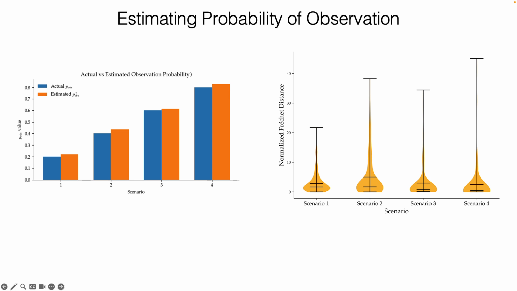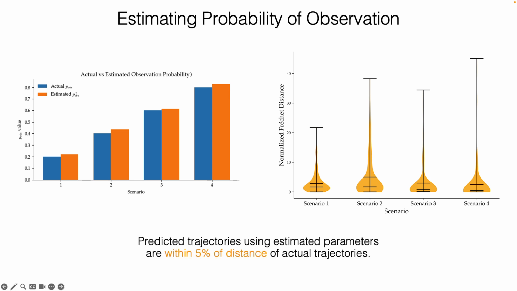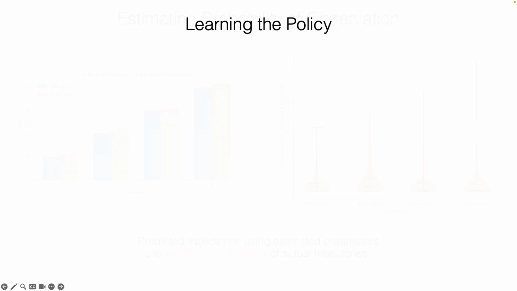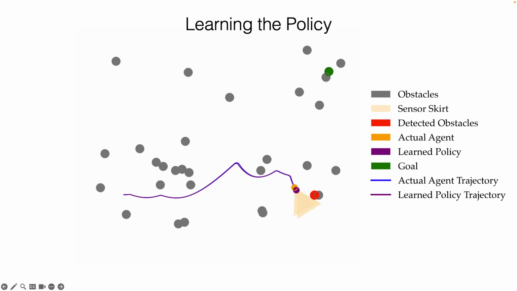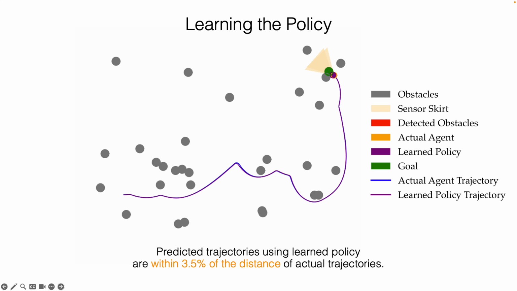Furthermore, we also use these demonstration trajectories to predict the observation space of the agent, and using the estimated values we generate predicted trajectories to see that they are within 5% distance of the actual trajectories. Furthermore, we also estimate the motion policy of the agent and approximate it as a diffusion policy. We observe that the predicted trajectories are within 3.5% distance of the actual trajectories.